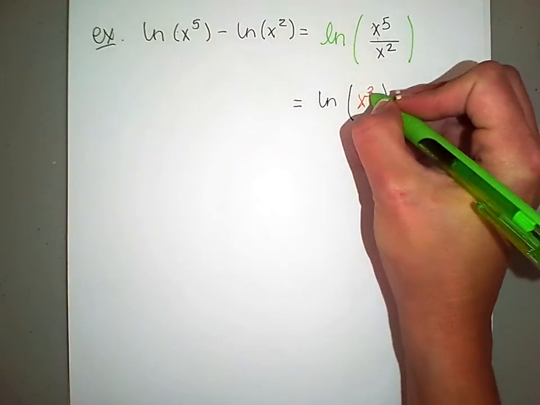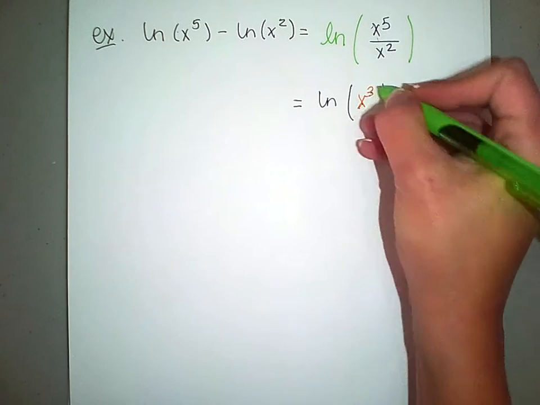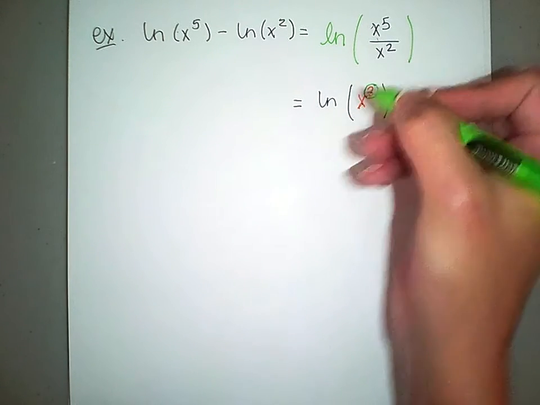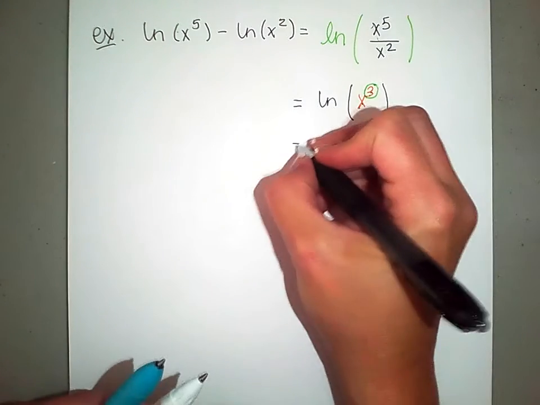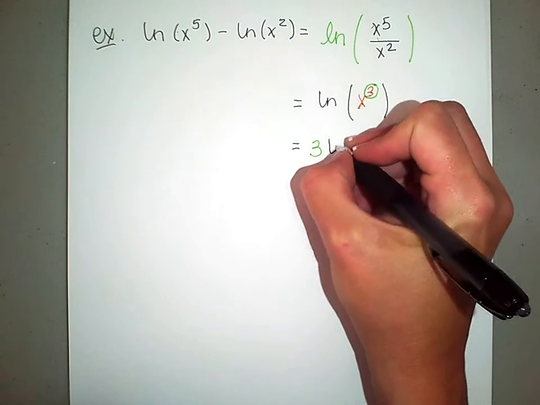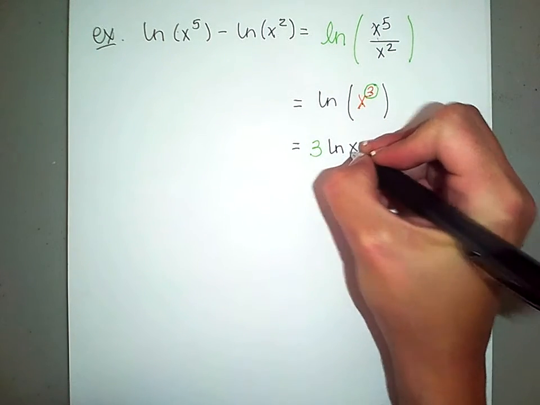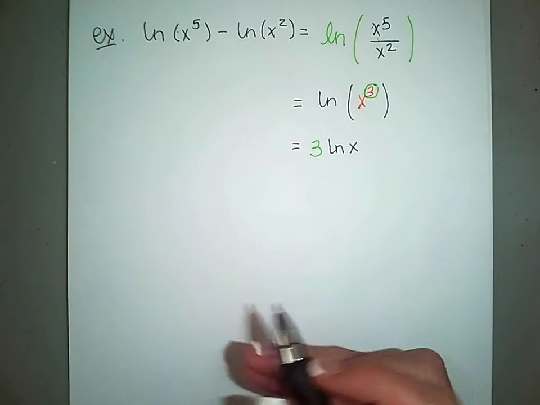And now we are in the third case where x is cubed, so I can take this power and move it outside by rule 3. So this expression is equal to 3 times the natural log of now just x.